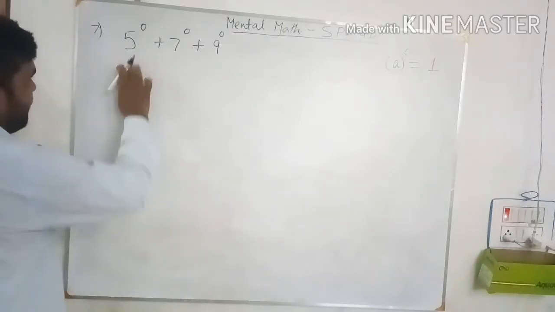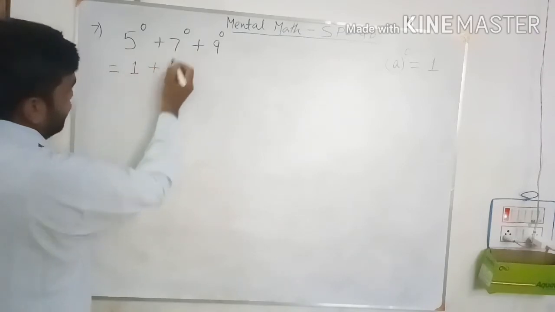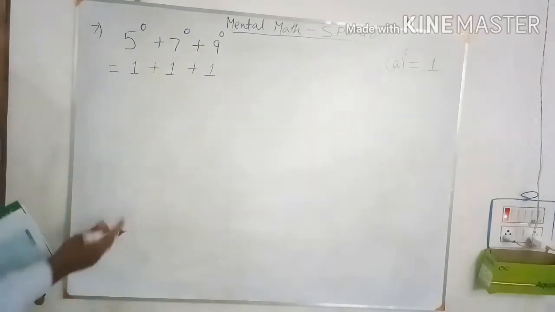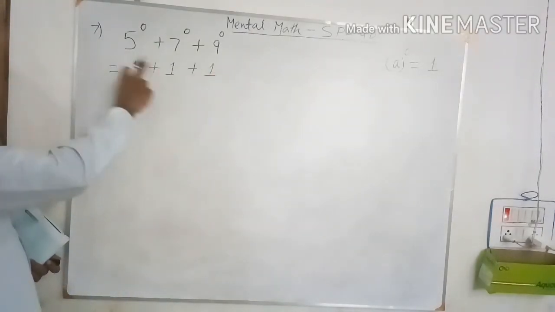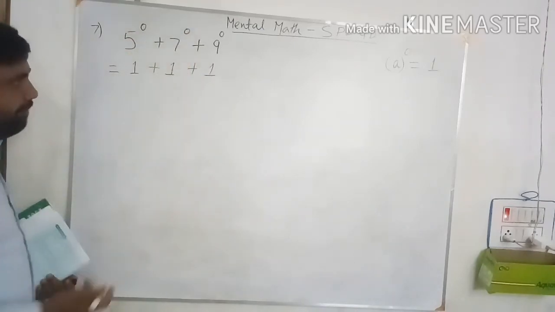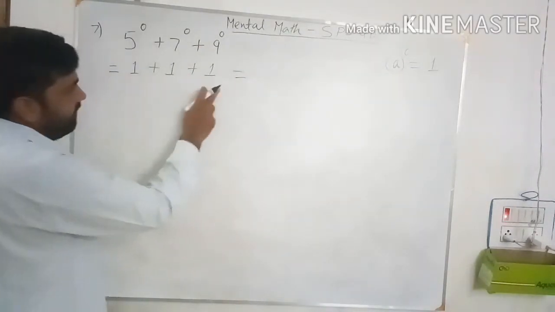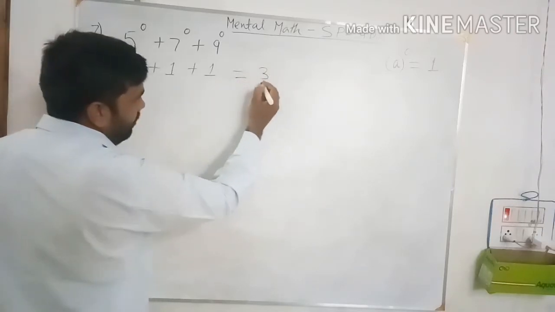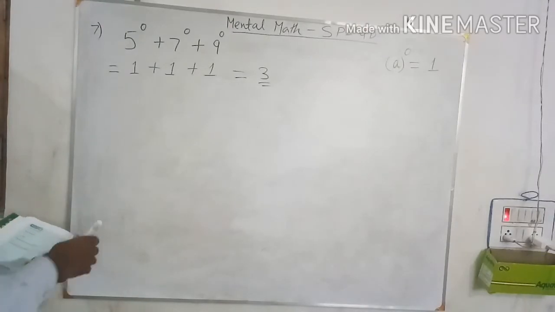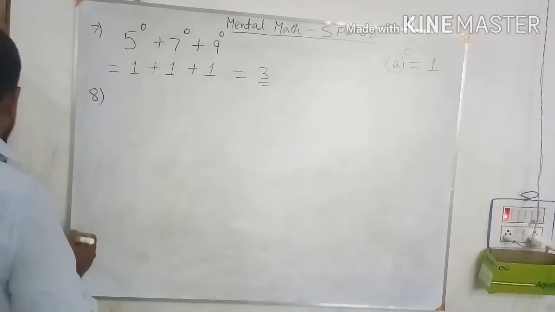So what will be the value of this expression? 5 to the power 0 value is 1. Plus 7 to the power 0 value will also be 1. Plus 9 to the power 0 value will also be 1. Applying zero law, any base having power 0, value 1. Add all the three values, 1 plus 1 plus 1, 3. What is the answer? 3. Now we do question number 8. Question number 8 is square of minus 2 by 3.